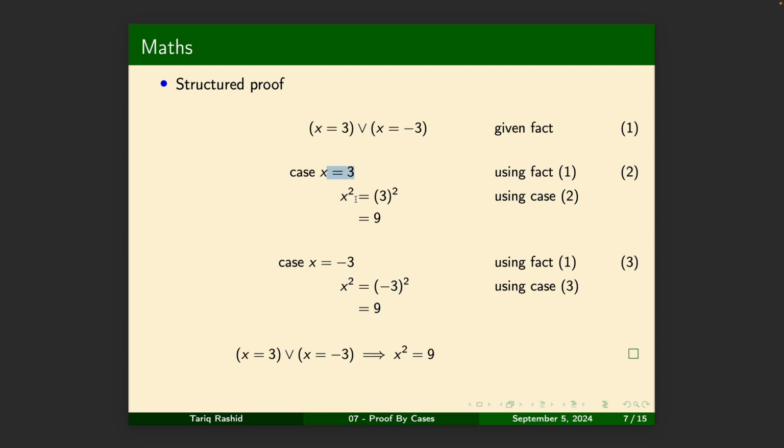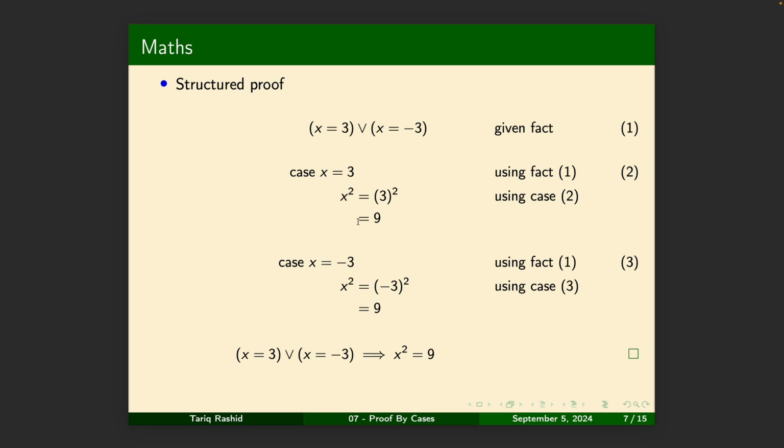So in both cases, we've proven that x squared is 9. Let's rephrase that. In both cases, we've proven that the conclusion, x squared is 9, is the same. Both cases lead to that. That's what we wanted to do.